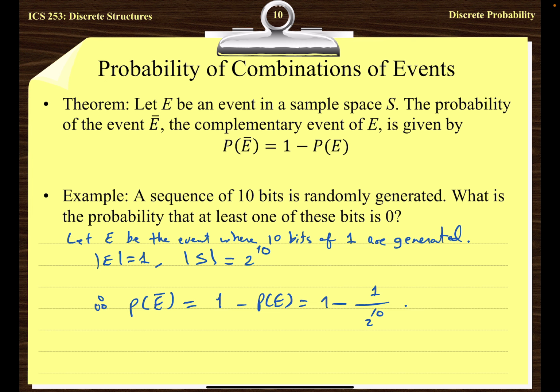I mean, in the exam, if nothing is said regarding getting the final answer and doing all the computations, just leave it like this. Doctor, is this the final answer? Yes, this is the final answer. What did we say E was? 10 bits of 1 are generated. Is this what we are looking for? We are looking for the complement.